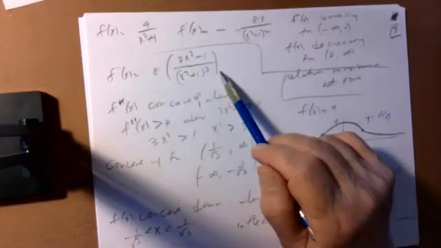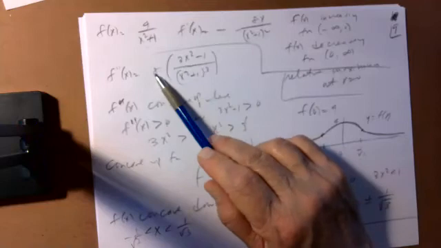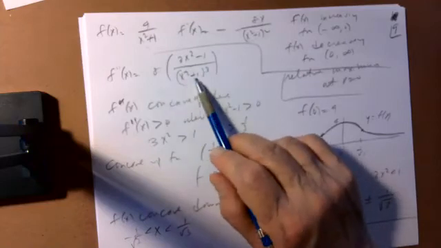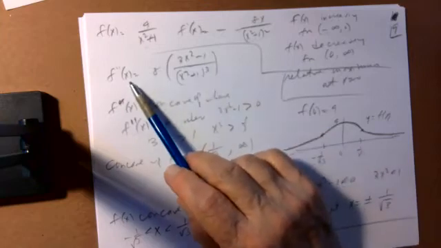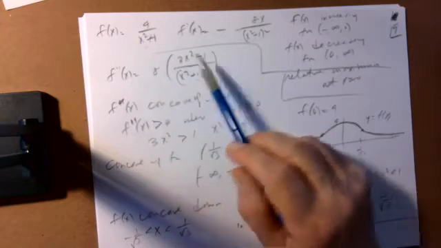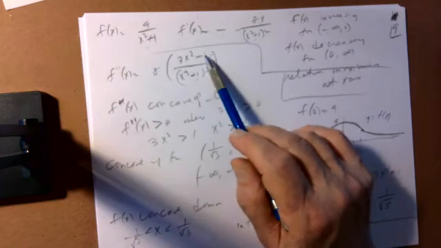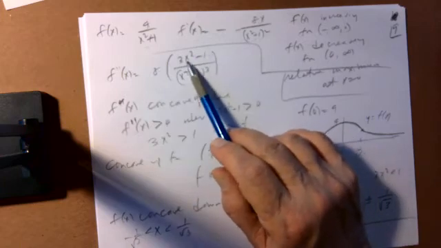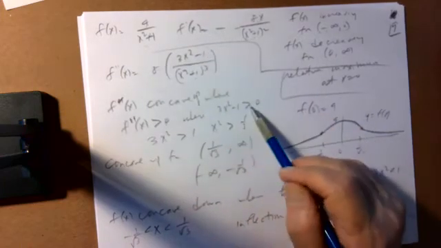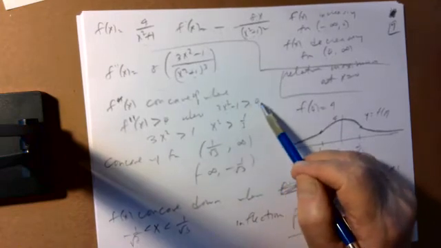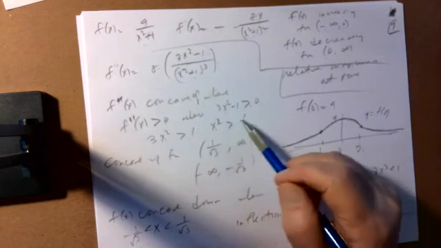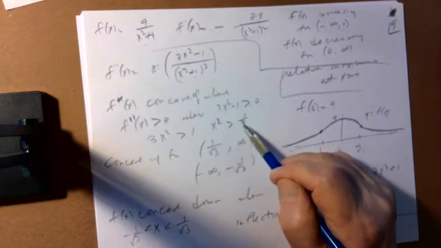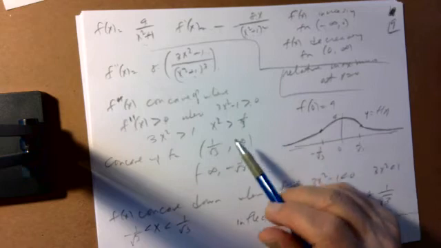When is this positive? 8 is always positive. x squared plus 1 cubed is always positive. So the positive or negative sign of this function just depends on the numerator. This is positive when the numerator is positive: 3x squared minus 1 is bigger than 0. That's the same as 3x squared is bigger than 1, so x squared is bigger than a third.